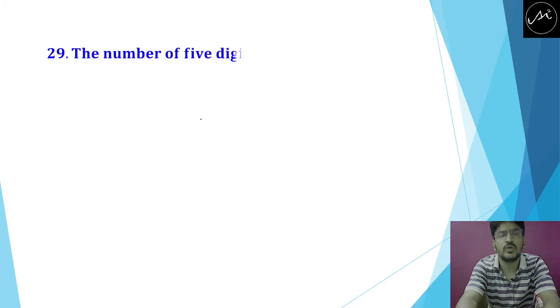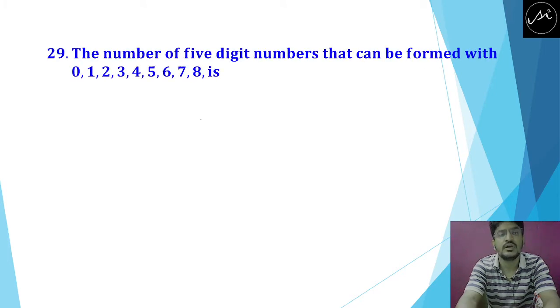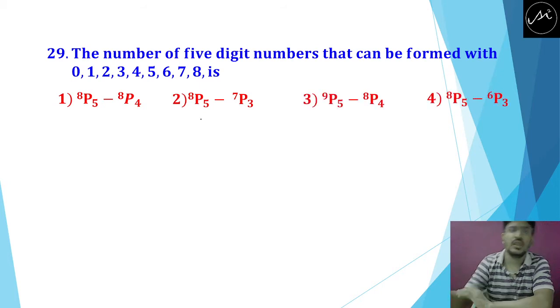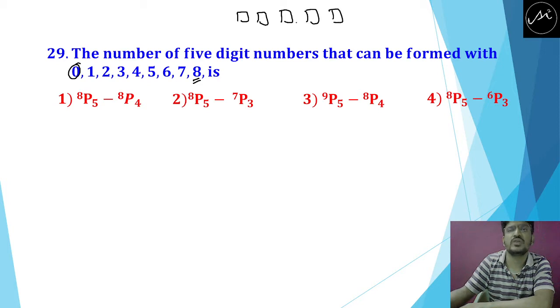Now let us move to problem number 29. The number of 5-digit numbers that can be formed with 0, 1, 2, 3, 4, 5, 6, 7, 8. That means here you have 9 digits where one is 0, and all of you know that in a 5-digit number I can't take 0 in the first place. So the total number of 5-digit arrangements is 9P5, and in that you have to subtract the arrangements starting with 0.